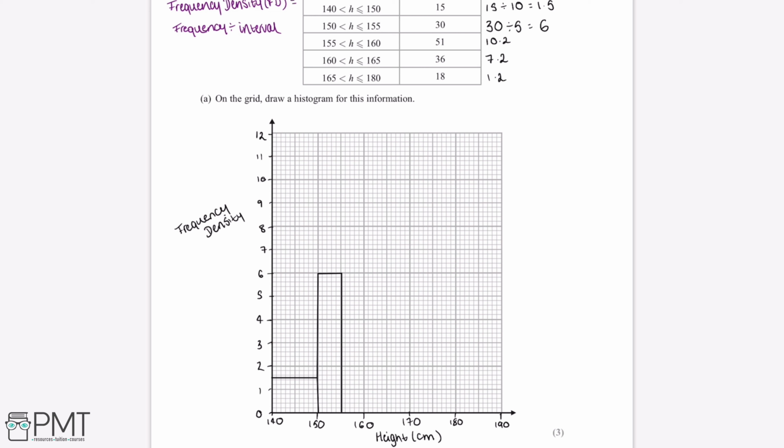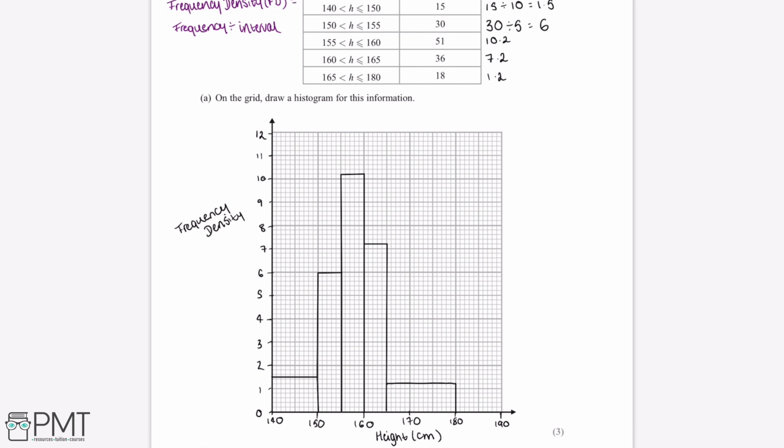Next we have a frequency density of 10.2, heights between 155 and 160 centimetres, and the bar should look something like this. Heights between 160 and 165 centimetres and a frequency density of 7.2. And then finally, heights between 165 and 180 centimetres with a frequency density of 1.2 should look like this. And this is our completed histogram. Now this question's worth 3 marks. We'll get our first and second mark for correctly filling out the histogram, and our third mark for correctly labelling the axes.